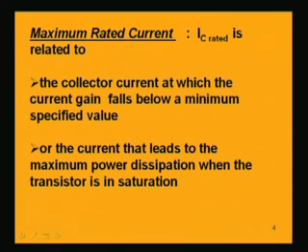When the collector current reaches the saturation value, what is the power dissipation? That value of the collector current when the maximum power dissipation occurs will be determining the maximum rated current. So, the power BJT maximum current rating is dependent either on the minimum value of beta below which it should not fall, or on the maximum power dissipation at saturation of the collector current. So, either of these two may determine the maximum rated current.